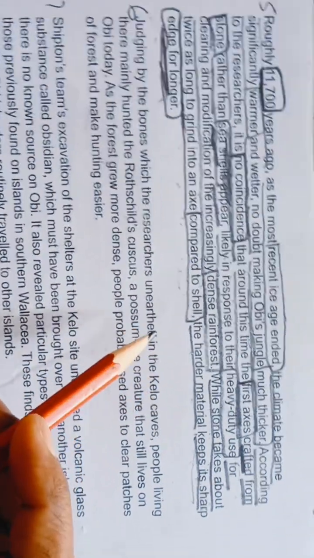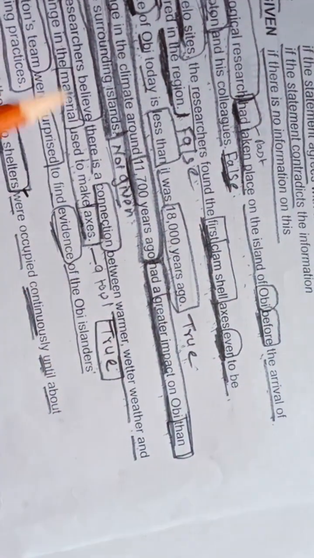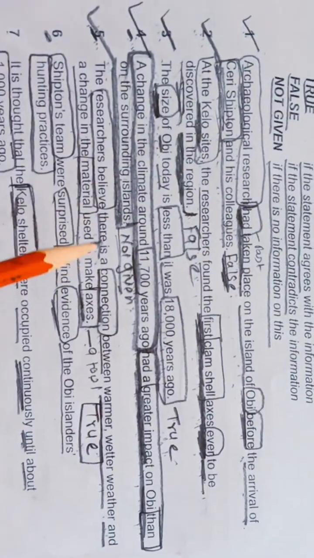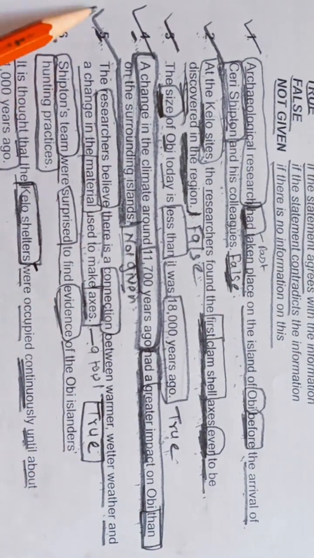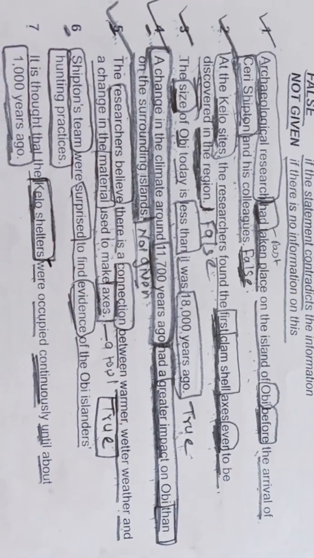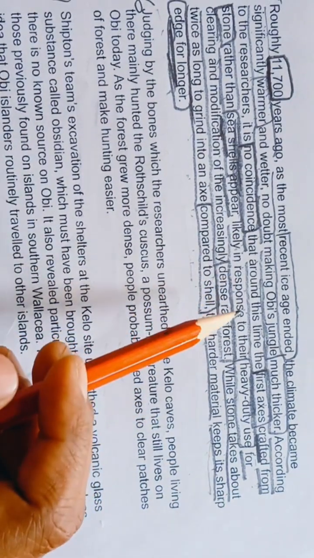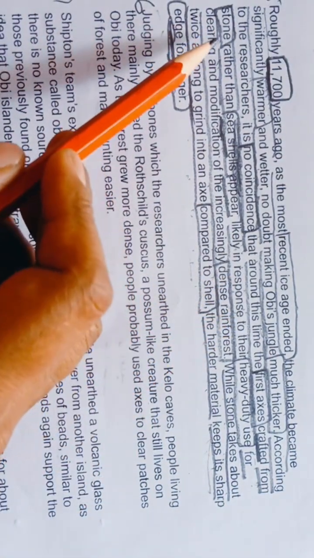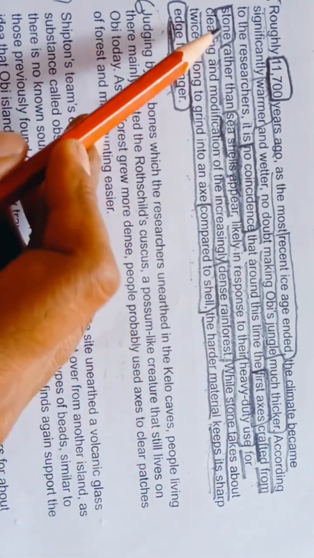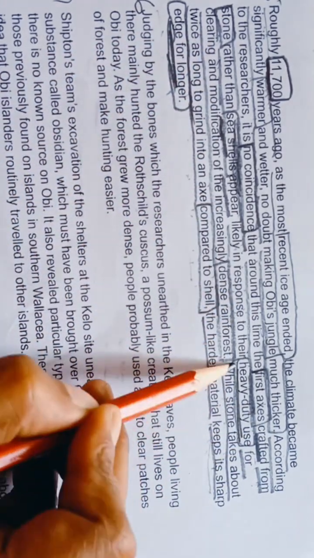So that's why we will write true in front of this in our answer sheet. As the environment became warmer and wetter, the forest became more dense, due to which they made the first axes crafted from stone rather than seashell, likely in response to their heavy duty use.